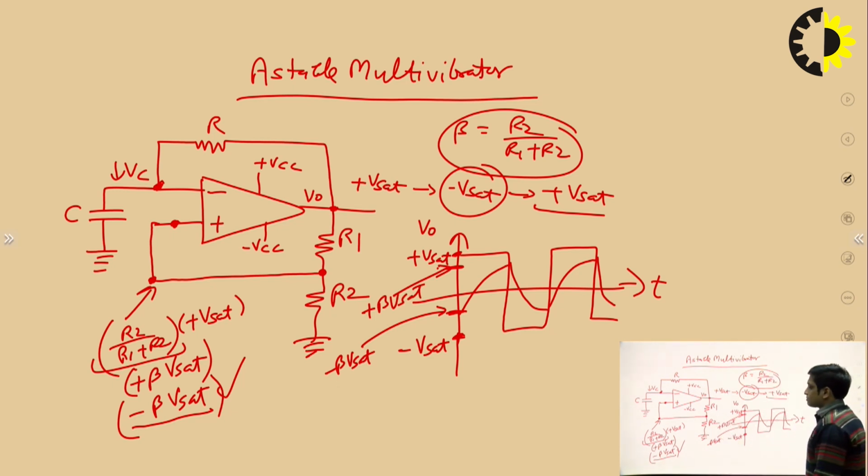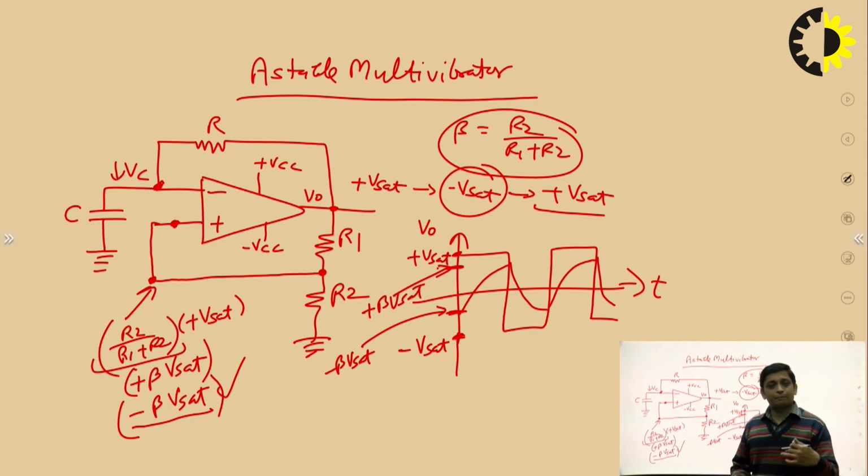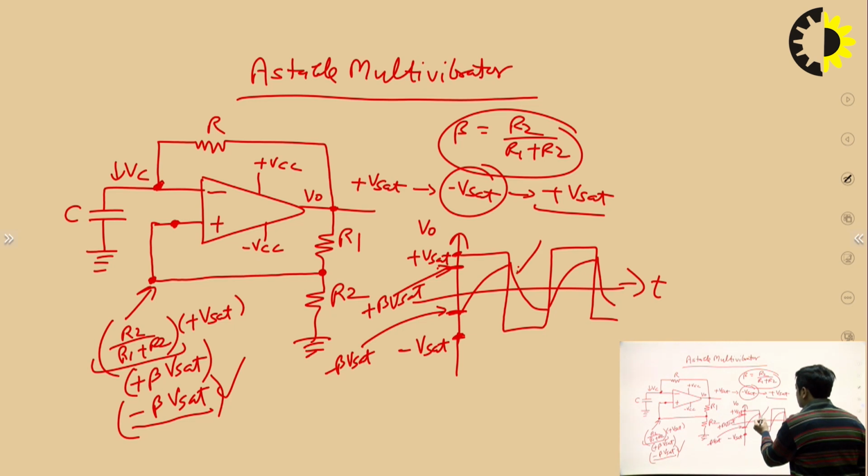Why plus beta V set and minus beta V set? Because the non-inverting terminal is fixed at plus beta V set or at minus beta V set, depending upon the output voltage. If the output is at plus V set, then the non-inverting terminal voltage is plus beta V set. If the output is at minus V set, then the non-inverting terminal voltage is minus beta V set, where beta is R2 upon R1 plus R2. So this is the capacitor voltage waveform Vc.